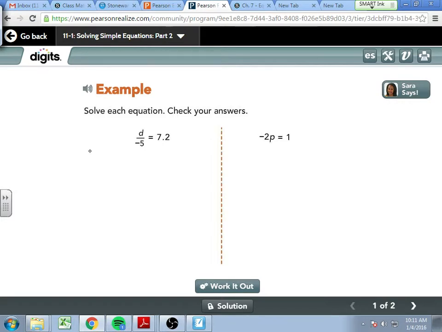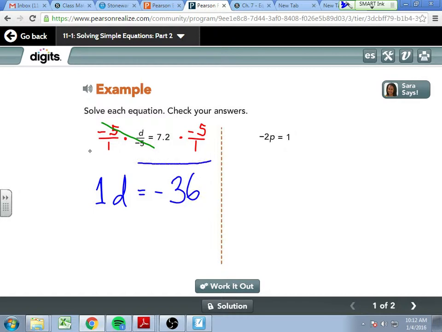So because we have division by -5, we multiply by -5. And you can put -5 over 1 if that helps you. It helps me because then I see that they're both in fraction form. I do the same thing on the right side. You should be writing the work to show that we're doing the same thing on both sides. These -5s cancel each other out, and I'm left on the left side with just 1d. Again, we don't need the 1, but we can put it. 7.2 times -5, Sheeb? -36.